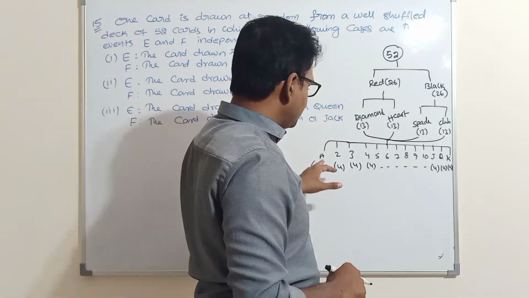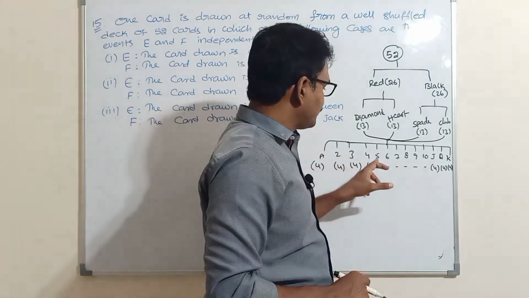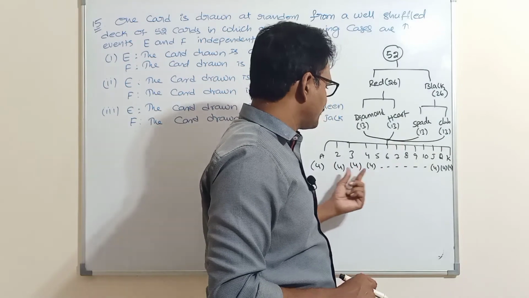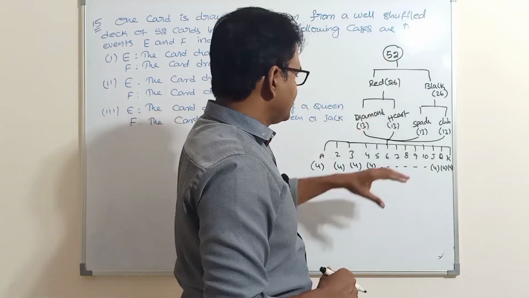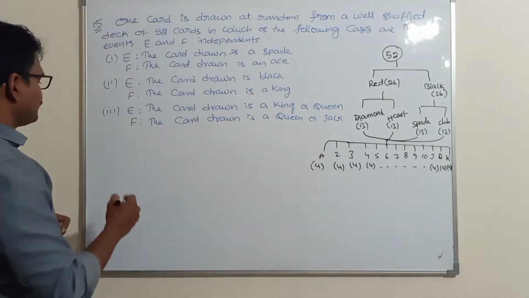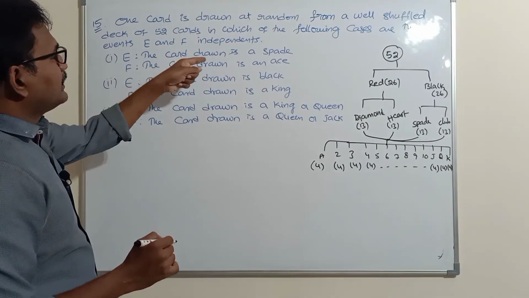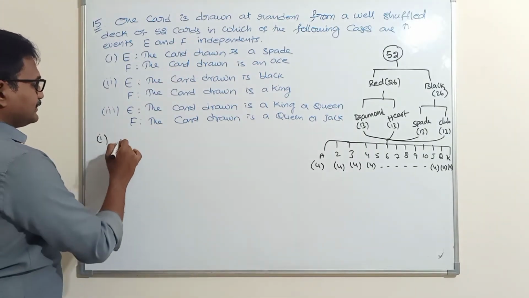So if you count here, total number of numbers are how many? 1, 2, 3, 4, 5, 6, 7, 8, total 13. 13 fours are 52. So like this, cards are distributed in a pack of cards. Now if you come to the first problem. What is the first problem? The card drawn is a spade card.